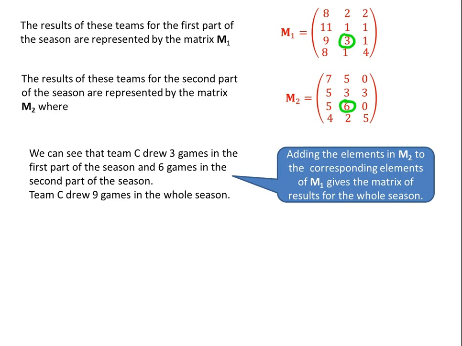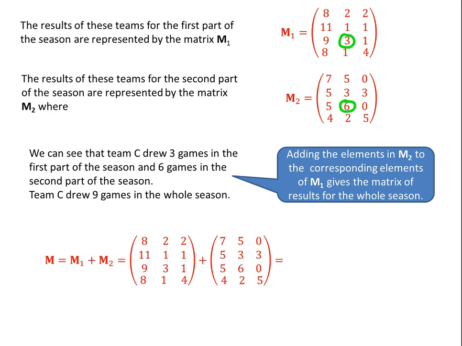Now this suggests that if we want to find the results for the whole season, all we need to do is add the 2 matrices element by corresponding element. So if we add M1 and M2, the first row we're going to get is 8 plus 7, which is 15, 2 plus 5, which is 7, and 2 plus 0, which is 2. So we've got the 15, the 7, and the 2.